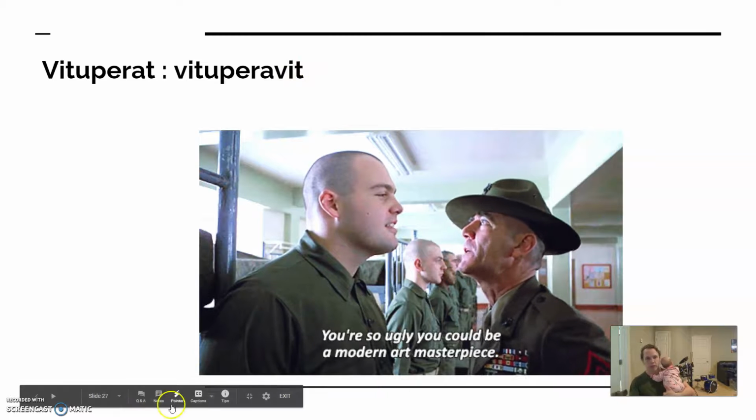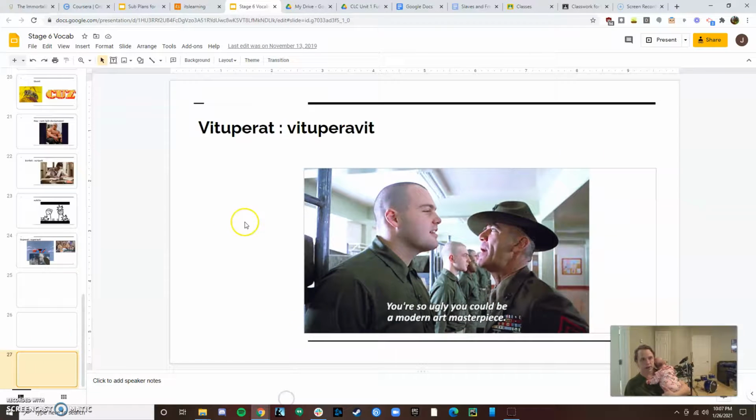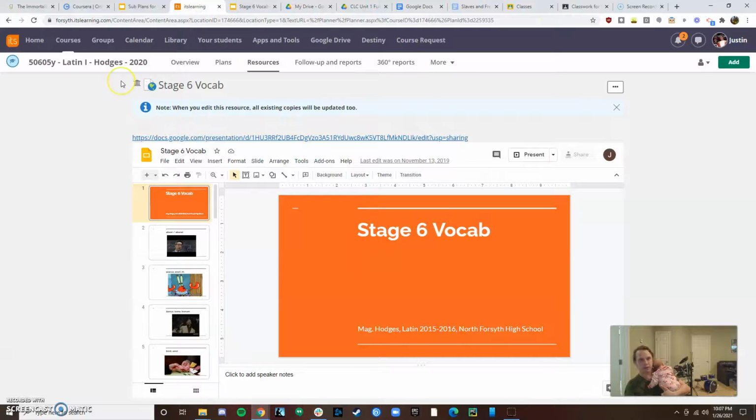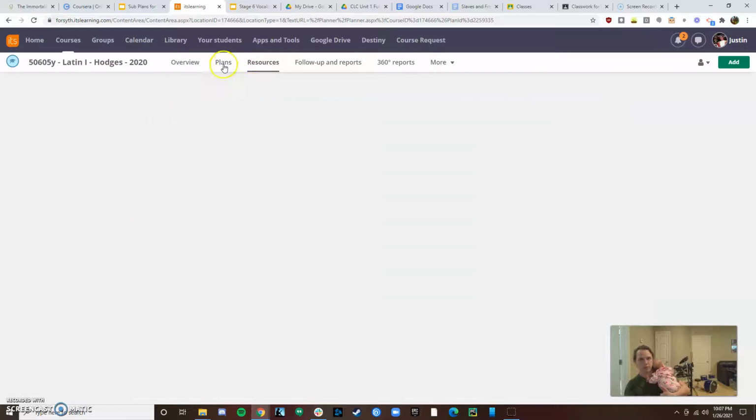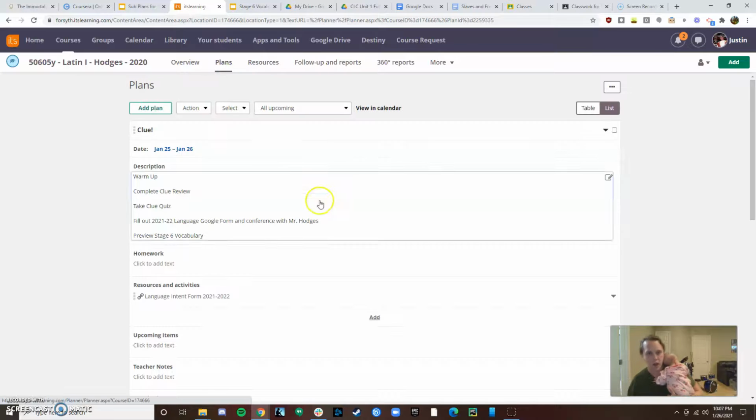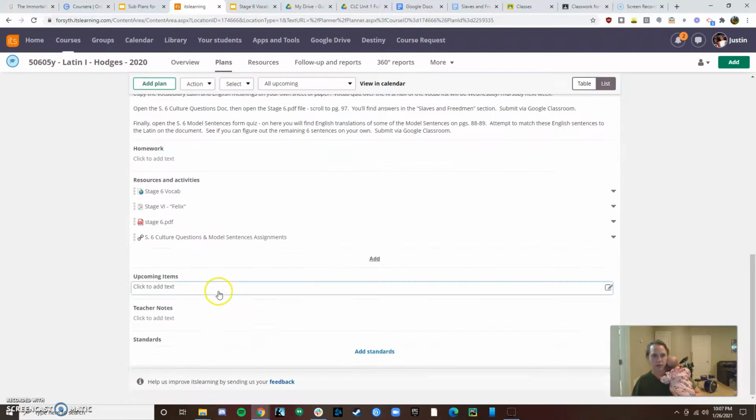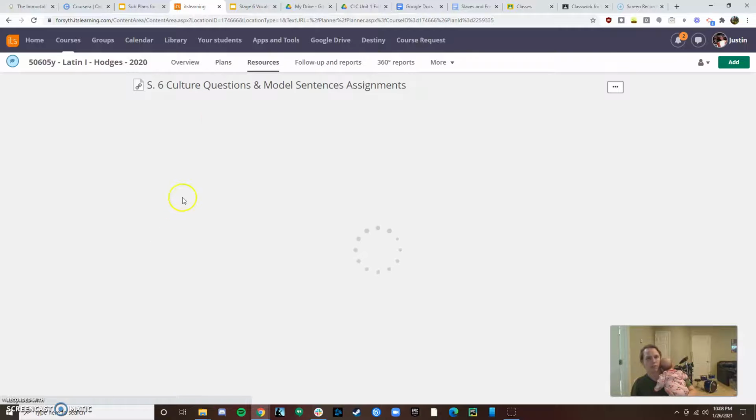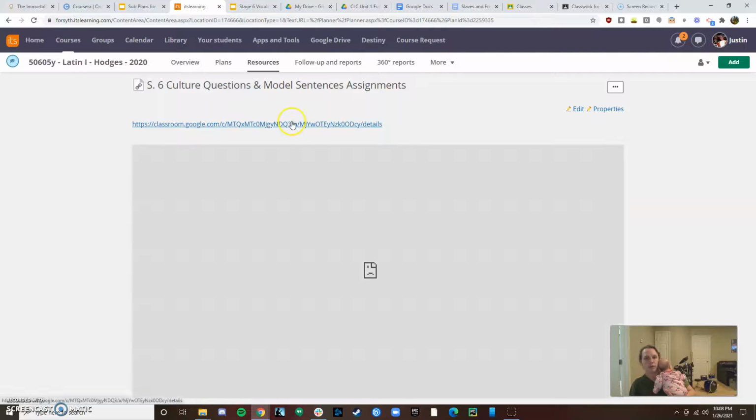that's your vocab. After you are done writing down the vocabulary, I will direct you to follow the link on It's Learning within the planner. Sorry, computer froze up a second there. All right, so down in the planner, you'll see this little link right here, Stage 6 PDF. It will take you to a copy of the packet. I hope you have that open. Stage 6 Culture Questions and Model Sentences assignments will take you to Google Classroom.